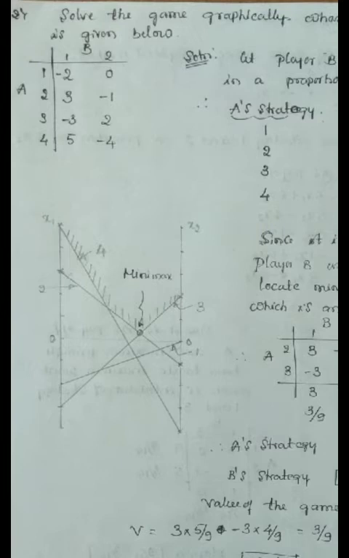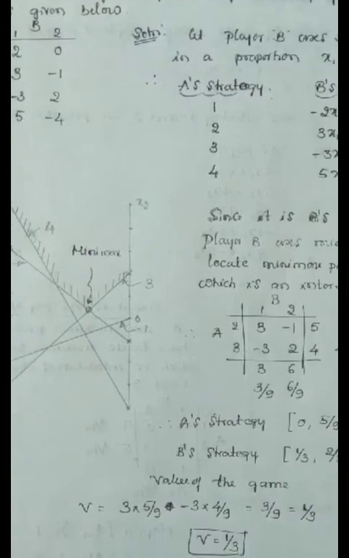Then, if A uses first strategy, what is B's payoff? Minus 2x1, 0x2. Similarly, if A uses second strategy, B's payoff is 3x1 minus x2. If A uses third strategy, payoff is minus 3x1 plus 2x2. For fourth strategy, 5x1 minus 4x2. Now let us represent these on a graph.